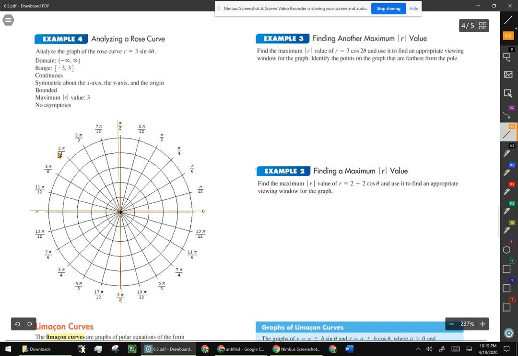So we need to add some more to get space for 8 petals. Each petal is 3 units away from the pole. So right in between each section, 3 units away would be right here, here, here, all the way around.